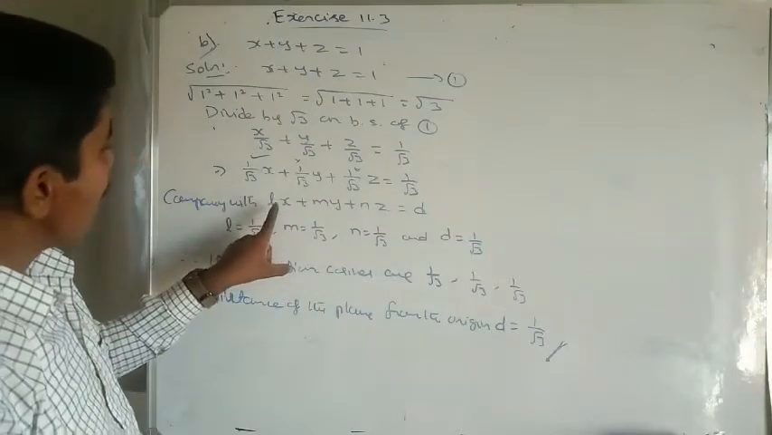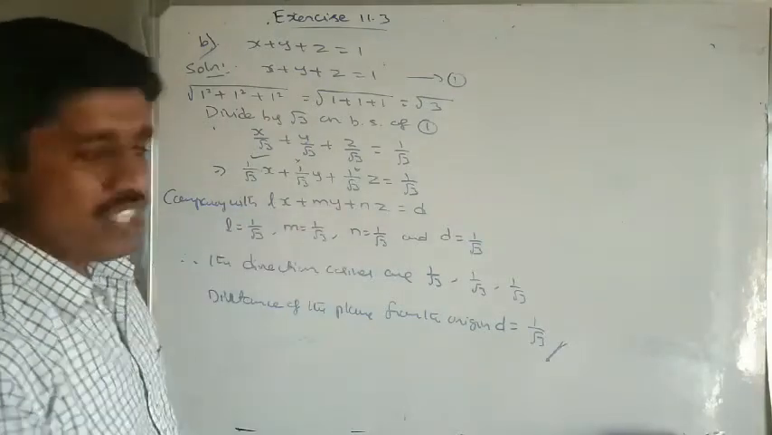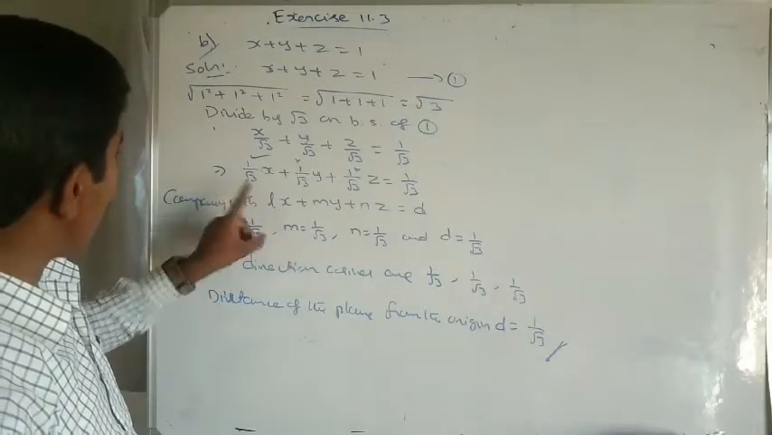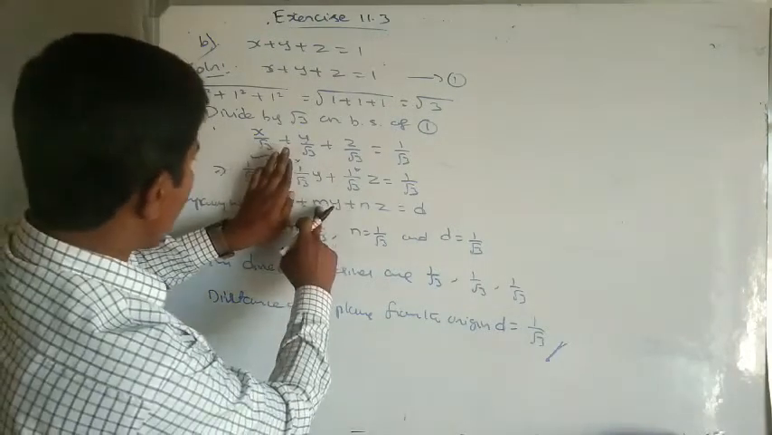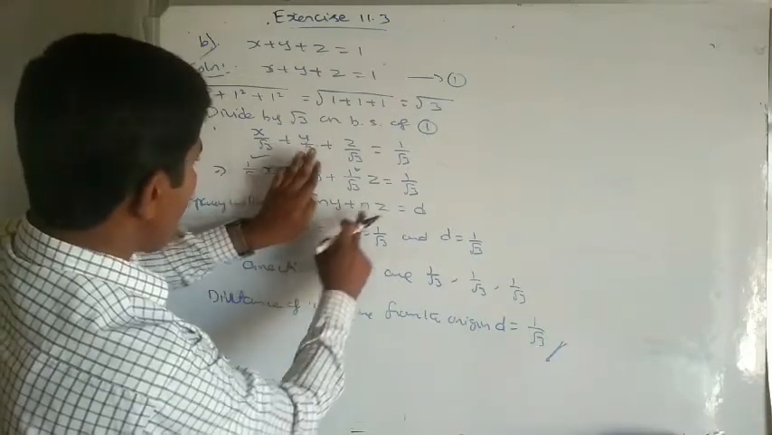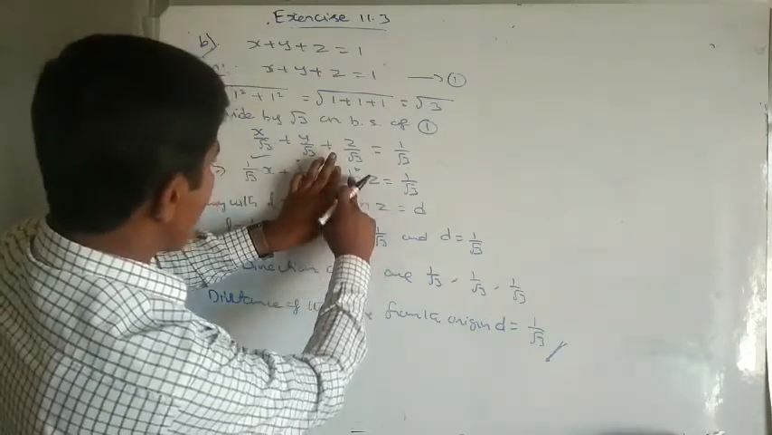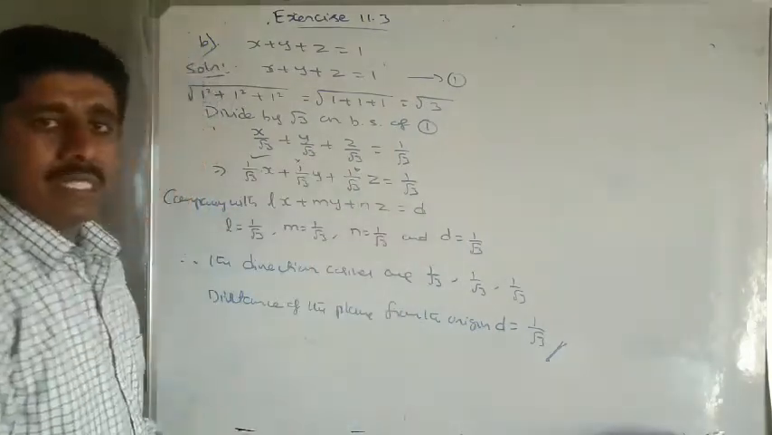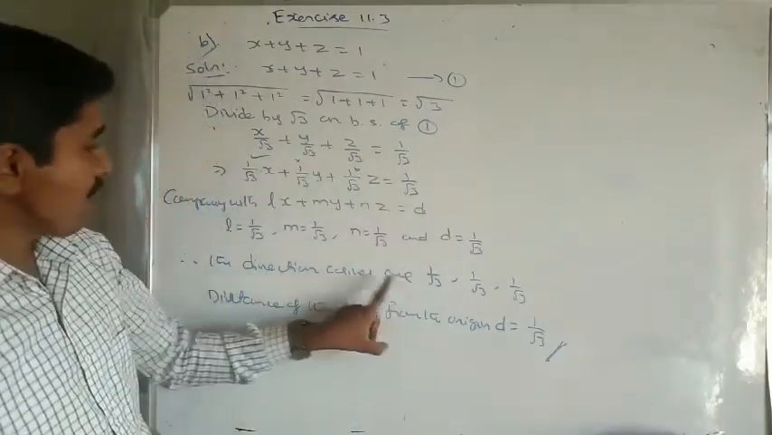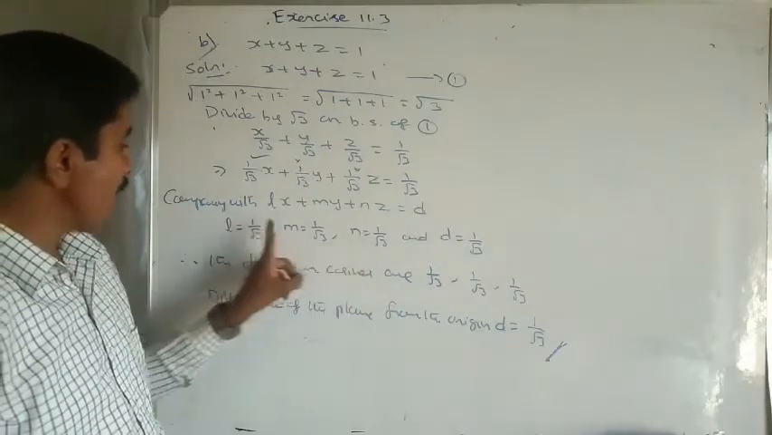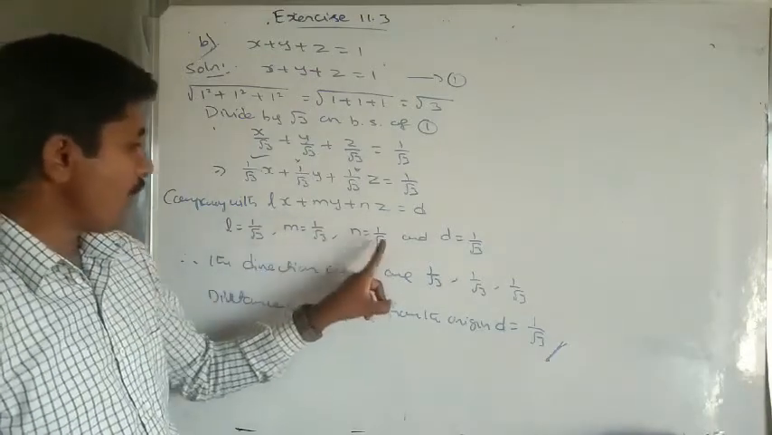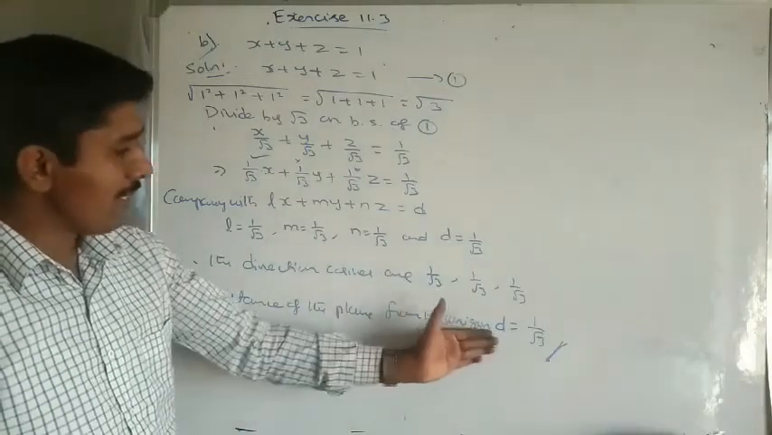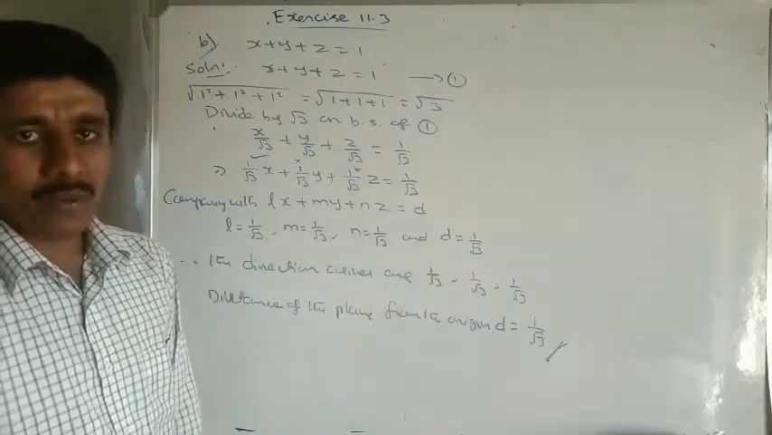This is of the form Lx plus My plus Nz is equal to D. The x coefficient L is equal to 1 by root 3. The y coefficient M is equal to 1 by root 3. The z coefficient N is equal to 1 by root 3. And the distance D is equal to 1 by root 3. The direction cosines are L, M, N: 1 by root 3, 1 by root 3, 1 by root 3. And the distance of the plane from the origin D is equal to 1 by root 3 units.